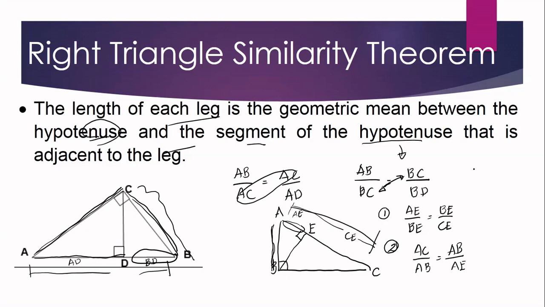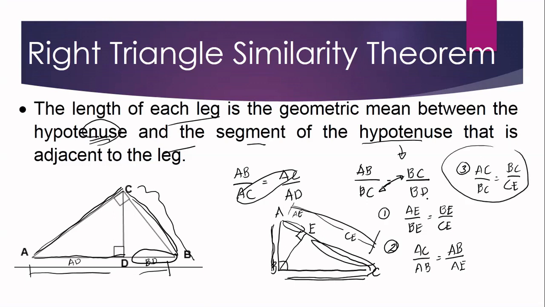And then the third one is the other leg. Our other leg is BC. So it is the geometric mean daw. So we have here BC. Geometric mean between what? Again, the hypotenuse. Our hypotenuse is AC. And the segment of hypotenuse adjacent to the leg. And adjacent to BC obviously is CE. So these are the proportionality equations that we can create using or applying the right triangle similarity theorem.